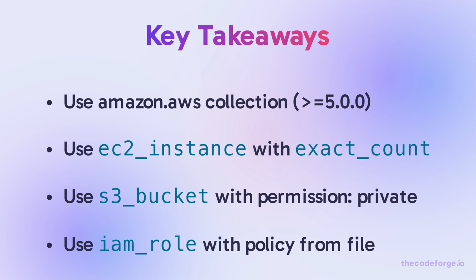To summarize, use the Amazon Web Services collection for all Amazon Web Services modules. Use EC2 instance with exact count for Elastic Compute Cloud. Use S3 bucket with private permissions. Use IAM role with policy from a file. Use RDS instance with final snapshots. Always tag resources for idempotency. Add retries after creation. Store secrets in Systems Manager. Test with check. Orchestrate resources in dependency order.